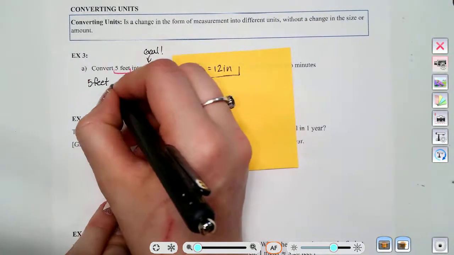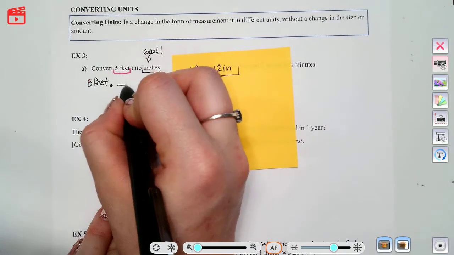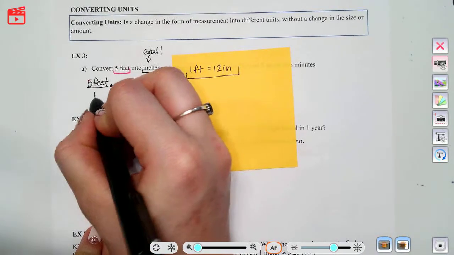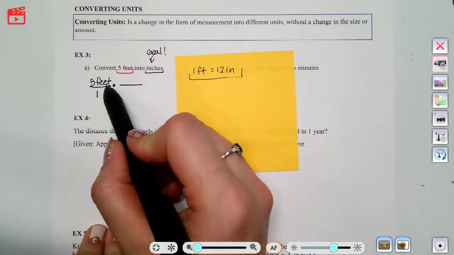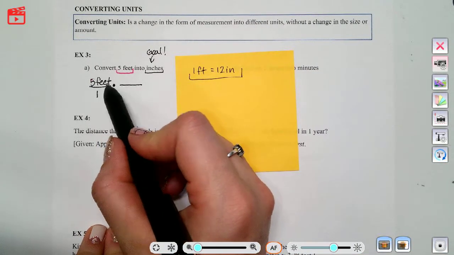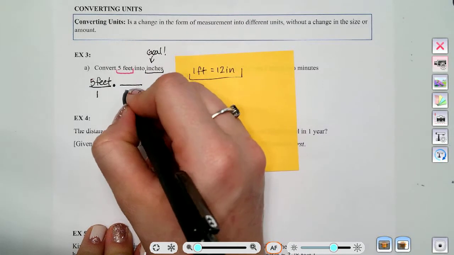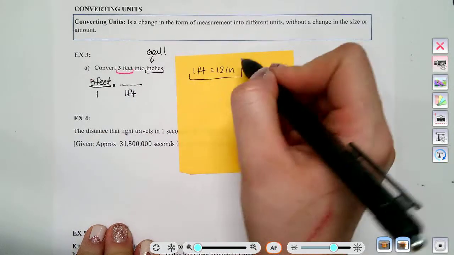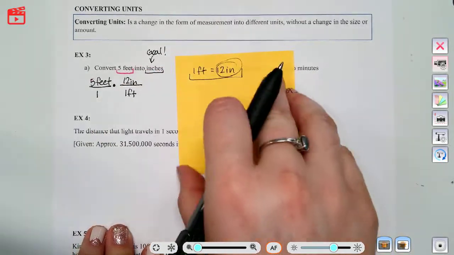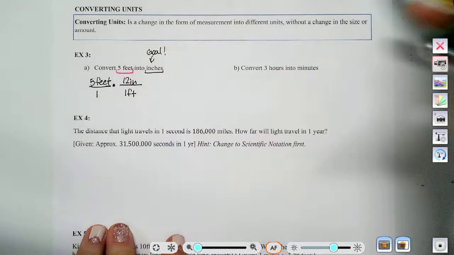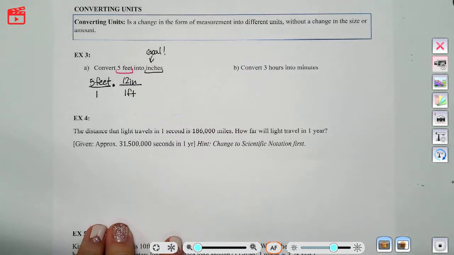So I'm going to multiply this by a fraction that looks like that equality. But I want to cancel with the feet. So if I have feet in the top, I'm going to be multiplying with the feet in the bottom. So 1 foot, and then the inches will go on the top, 12 inches. So when we do this, the feet units will cancel.